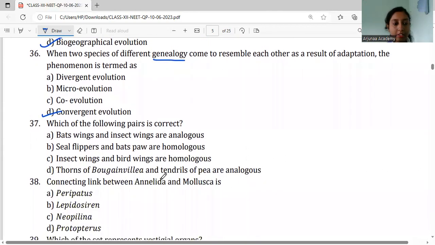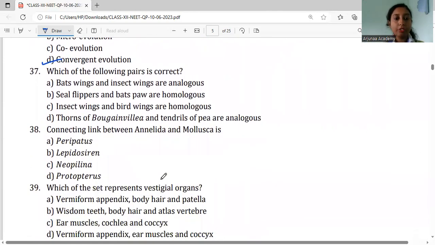Then 37. Which of the following pairs is correct? So here, bat wings and insect wings. It is direct. Whatever examples are given in your NCERT book, the same examples are quoted. So you have to check whether the given pair is analogous or homologous. Here, bat wings and insect wings are analogous. Their origin is different, but the function is the same, flying.